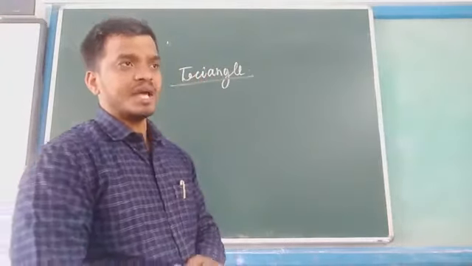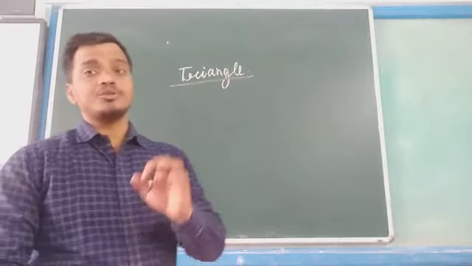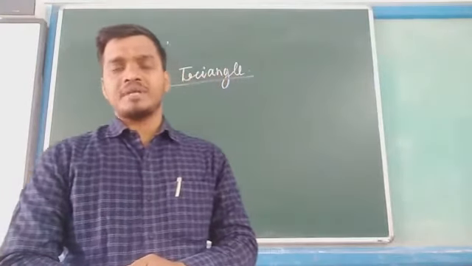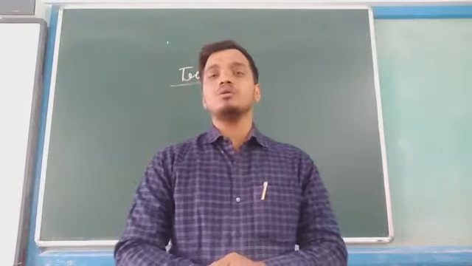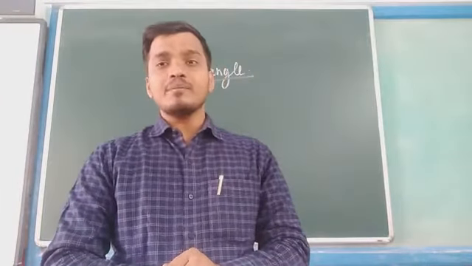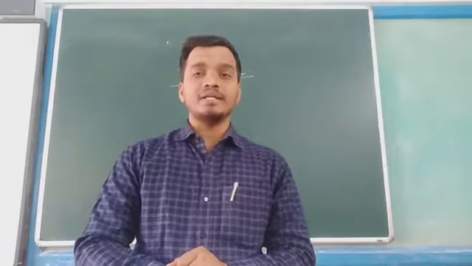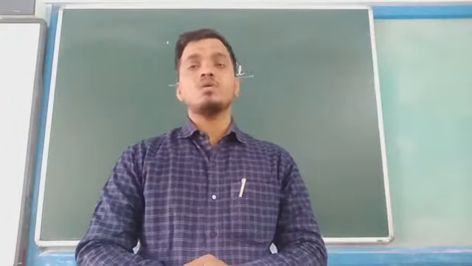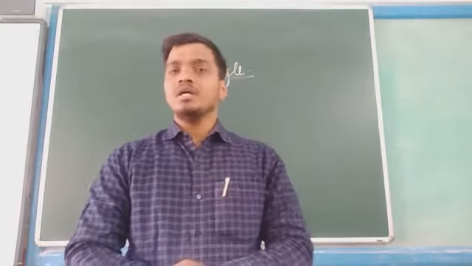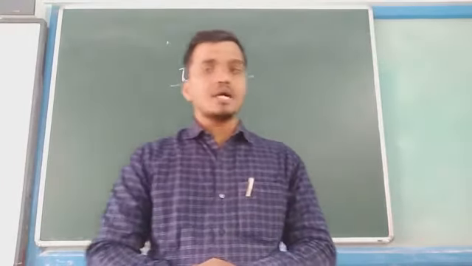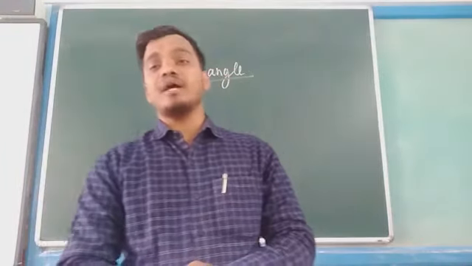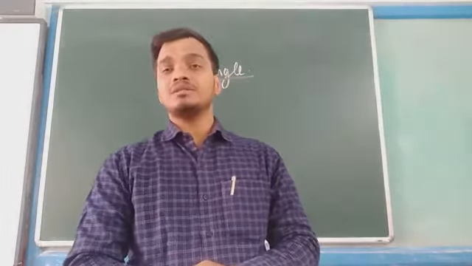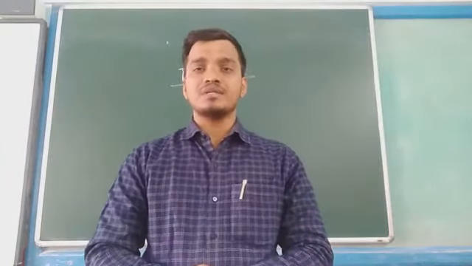For that we have to take any three non-collinear points. Now the thing is this: what are collinear and non-collinear points? Collinear points are the points which can be joined with a straight line. Three or more points are known as collinear points if they can be joined with the help of a straight line. And they are non-collinear if you cannot join three or more points with one straight line.